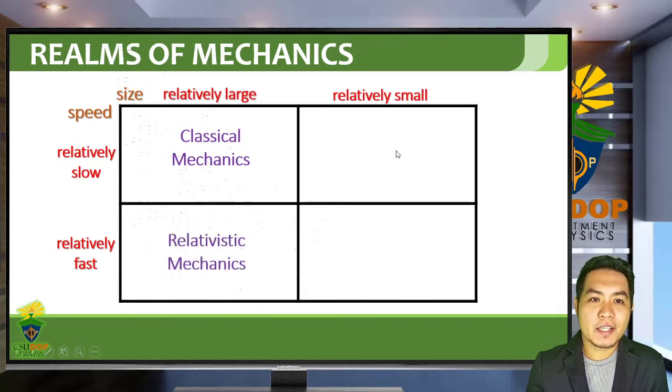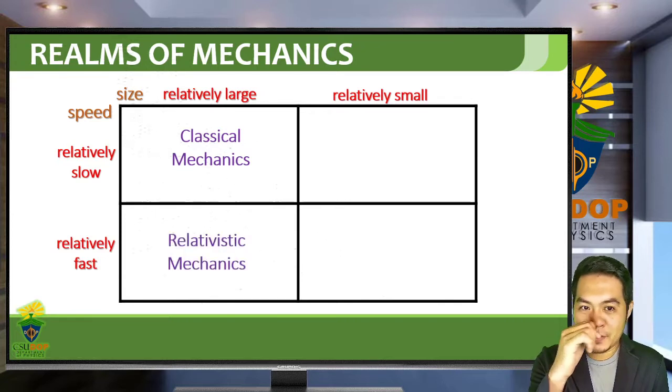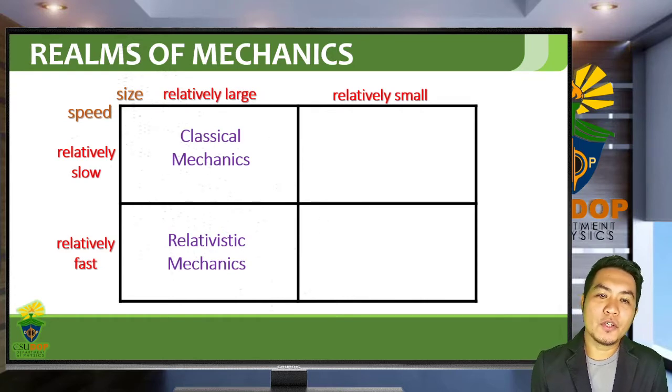When relatively large objects are moving at fast speeds near the speed of light, that's the realm of relativistic mechanics. You actually have studied this realm when you took modern physics. You studied the special theory of relativity of Einstein.